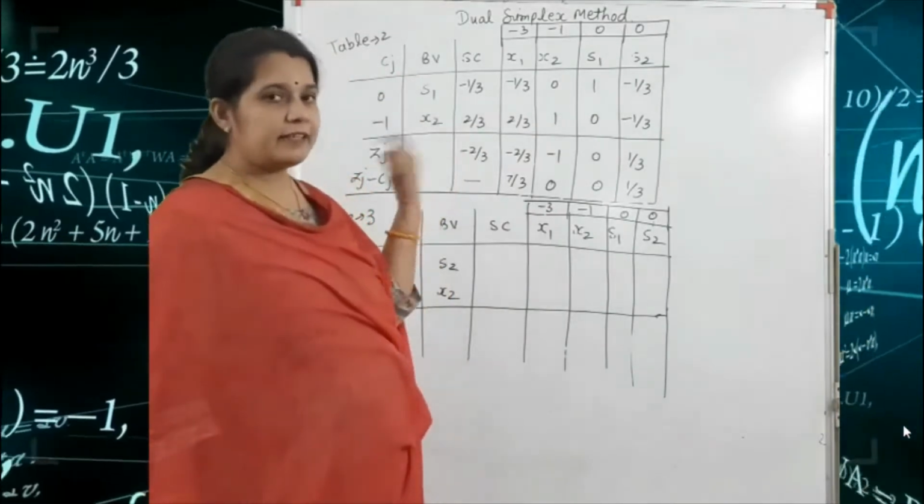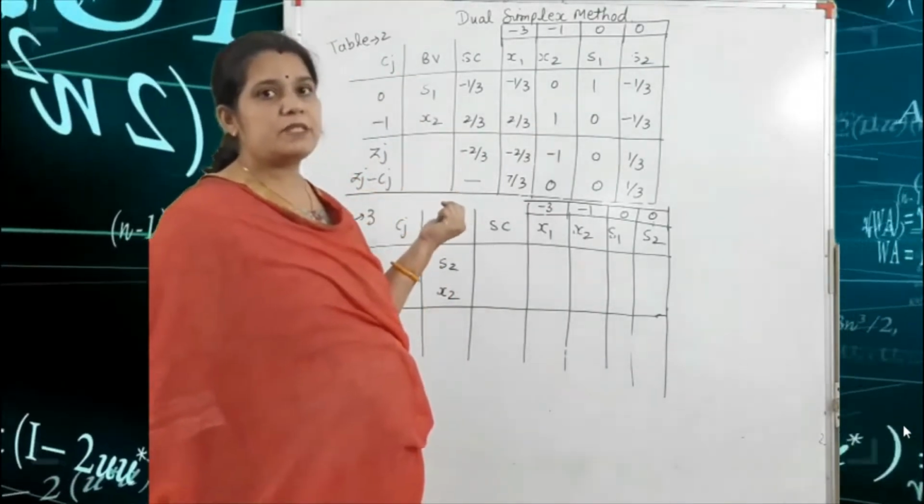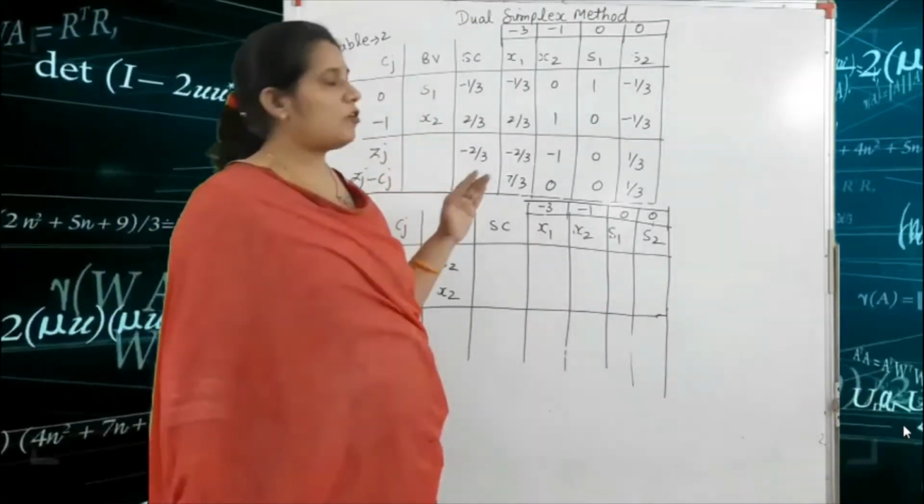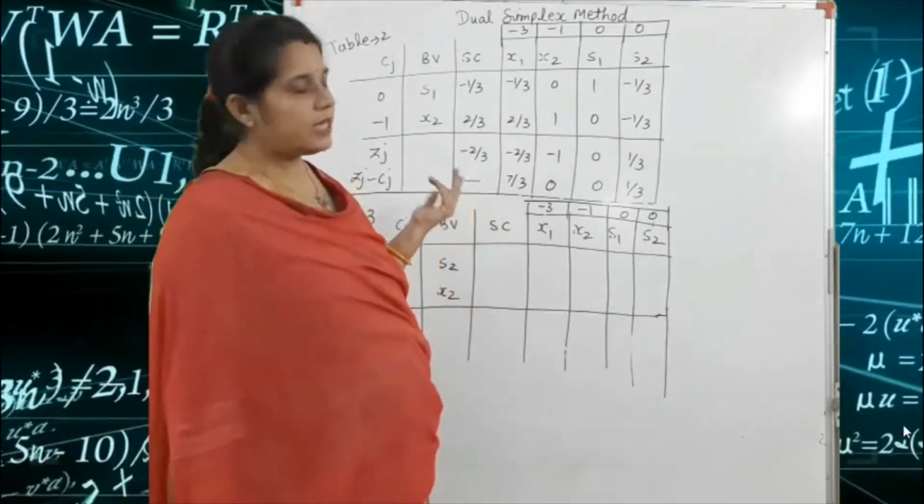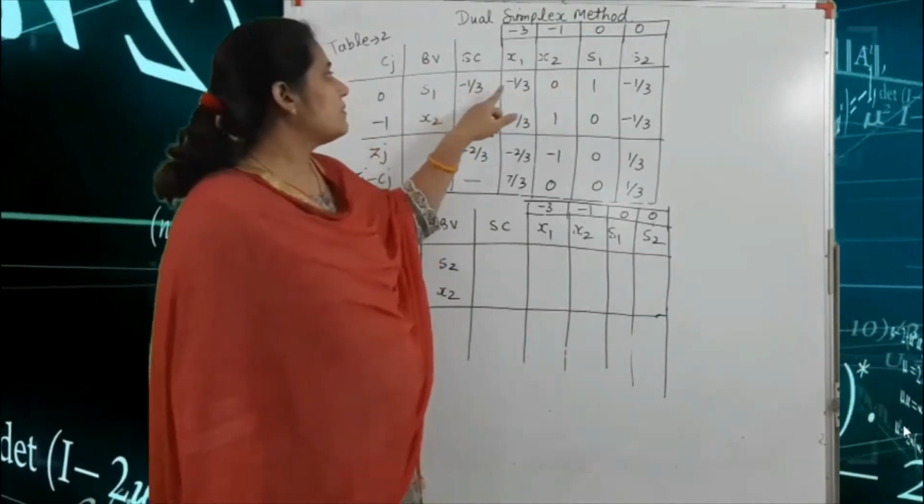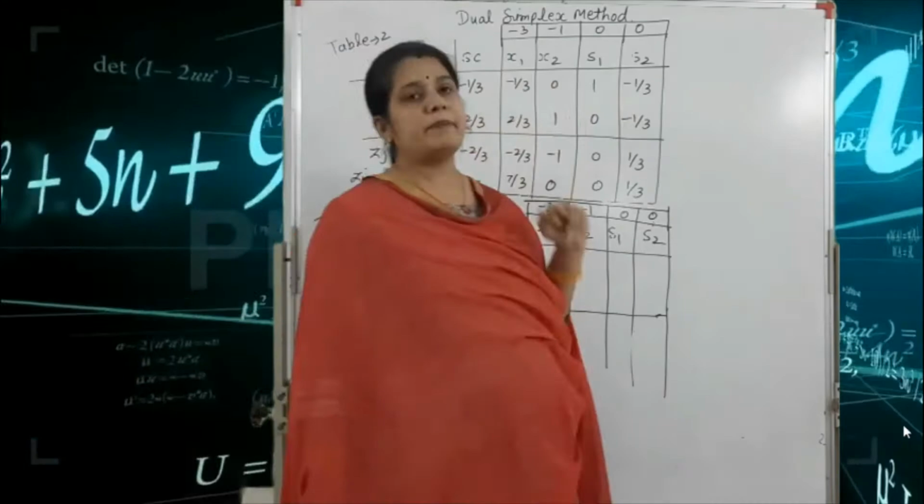And immediately you write here, in the upper side and the lower side, if any basic variable is included in your solution constant or the basic variable column, so you write here the 0, 0. Okay. With the help of these, we find both the values: minus 1 by 3, minus 1 by 3, 1 and minus 1 by 3.